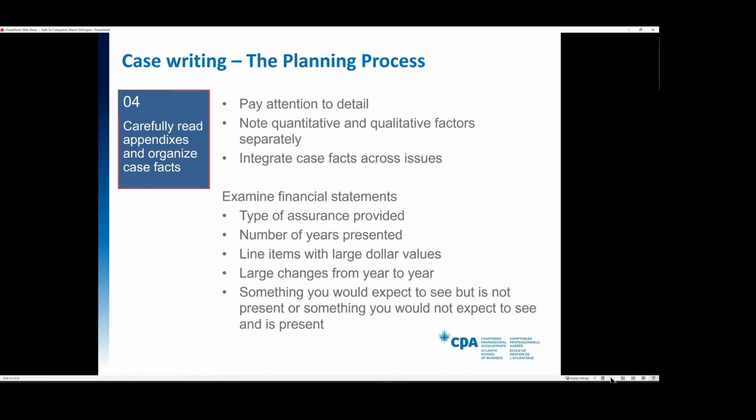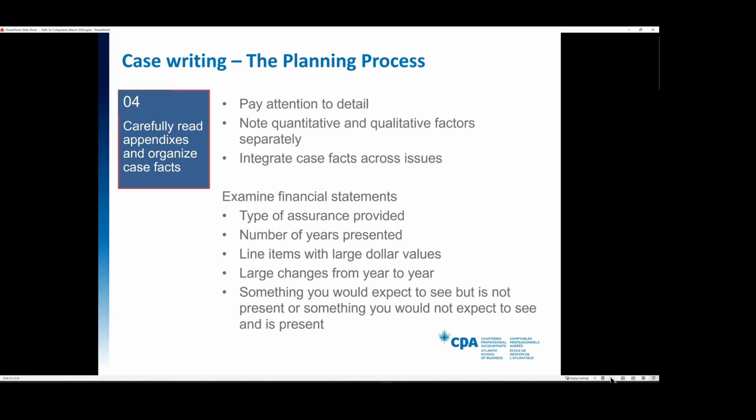When you're looking at the financial statements, what type of assurance has been provided? Are those statements audited or are they not audited? If they're unaudited, there's a good chance that there are some errors and adjustments need to be made. How many years of information are you presented with? Because if you are asked to perform a ratio analysis and you have 2 years, then you know that you need to calculate the ratios for both years and you know you need to discuss the trend. Is the ratio improving? Is it getting worse or is it stable?